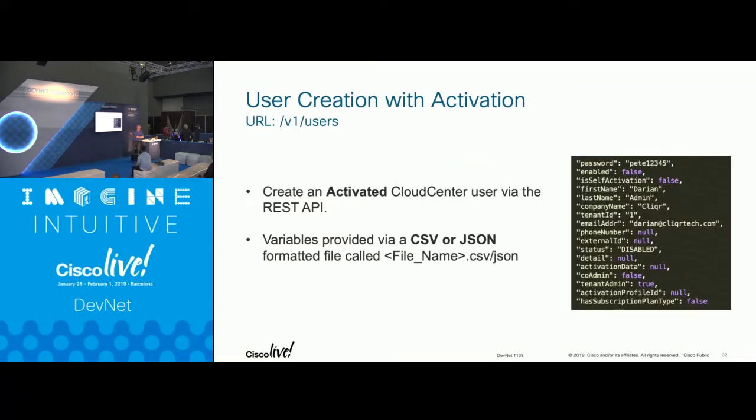In Cloud Center, there's a difference between creating a user and that user actually being able to do something. So you have to be able to activate that user. And again, the variables can be provided via CSV, and when we do the demo, I'll show you a very simple example of a CSV file that has a bunch of variables in it. And we can create the users, keep track of the users, we can disable the users, delete the users, all from that one centralized location, right?